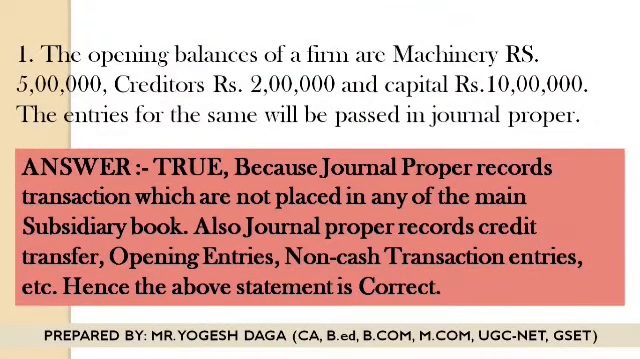Yes, true, because the general proper records the transactions which are not placed in any of the main subsidiary books. Main subsidiary books: cash book, purchase book, sales book, purchase return and sales return. These are the main subsidiary books. Also, the general proper records the credit transfer, opening entries, non-cash transaction entries, etc. Hence the above statement is correct, because here it is given the opening balance of the firm, and they recorded it in the general proper. So it is perfectly right. So yes, the answer is true here.